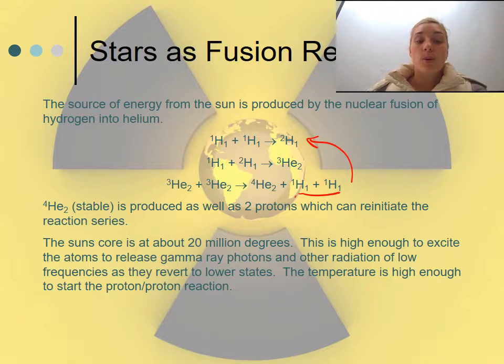Now the Sun's core is about 20 million degrees, so that's high enough to actually excite the atoms to release gamma ray photons and also other radiation of low frequencies as they revert back to their lower states. And it's also high enough to start the proton-proton reaction. So what we need for this fusion reaction to occur and to overcome those Coulombic repulsion forces is intensely high pressure and ridiculously high temperatures.